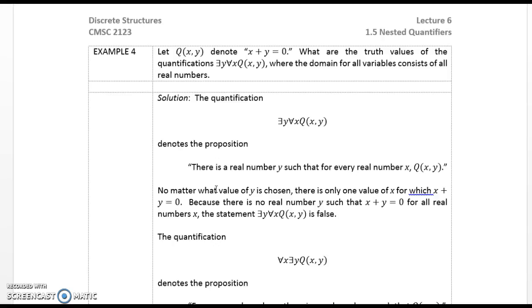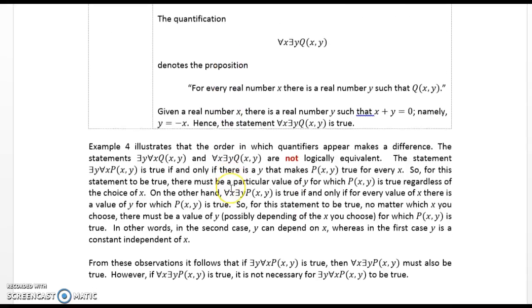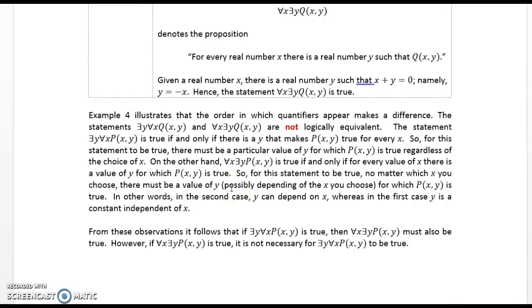The quantification "for all x there exists y, Q of xy" denotes the proposition: for every real number x there is a real number y such that Q of xy. Given a real number x, there is a real number y such that x plus y equals 0, namely y equal to minus x. Hence the statement "for all x there exists y, Q of xy" is true.